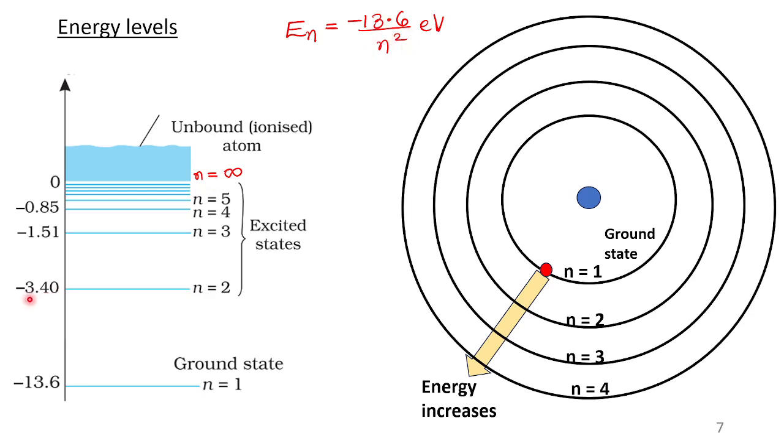You will get the value as minus 3.4 electron volt. So in this way you can find the energy of the electron at different orbits. Remember, n equal to 2 onwards, the orbits starting from n equal to 2, are said to be excited states. N equal to 2, n equal to 3, etcetera, are said to be excited states.